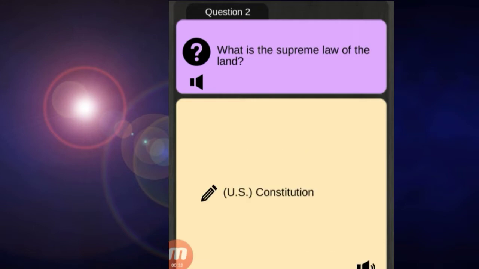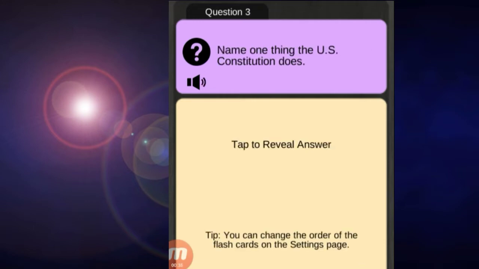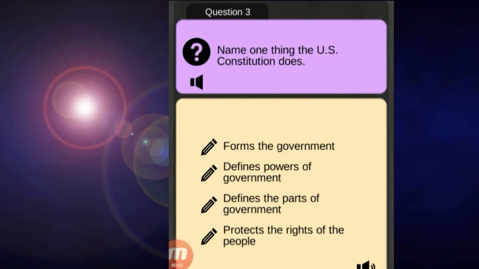U.S. Constitution. Name one thing the U.S. Constitution does. Forms the government. Defines powers of government. Defines the parts of government. Protects the rights of the people.